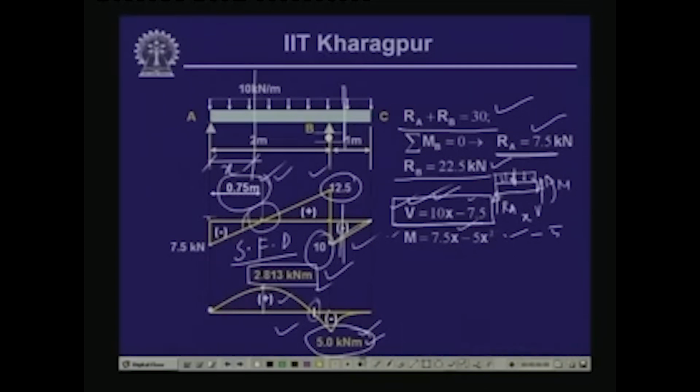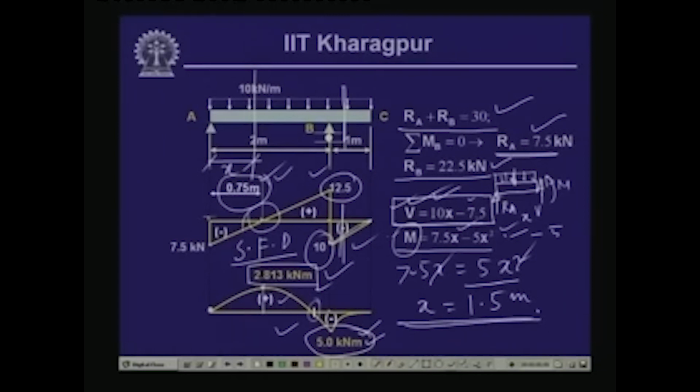Now, here we have the expression for the bending moment as M = 7.5x - 5x². If we set this moment equal to 0, we have 7.5x = 5x². So x = 1.5 meter. At a distance of 1.5 meter, the bending moment is equal to 0. So, this distance is 1.5 meter from here.